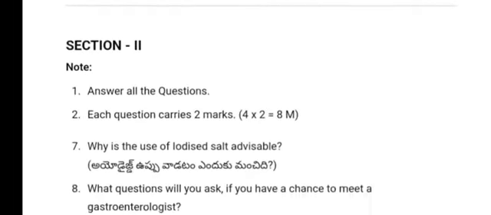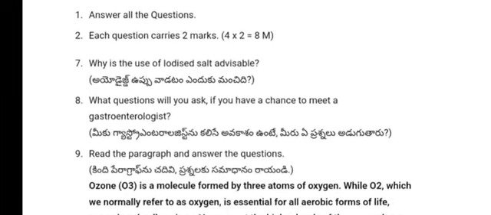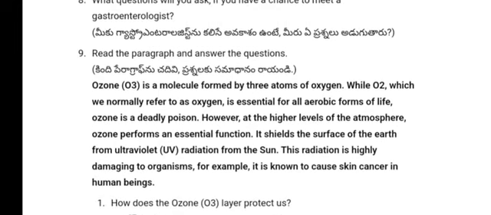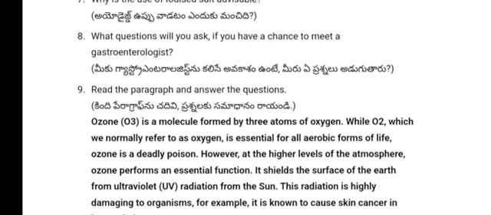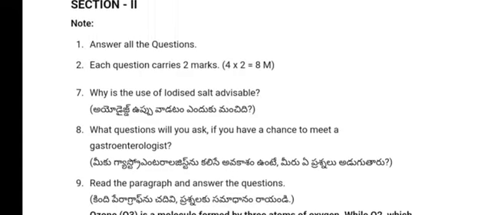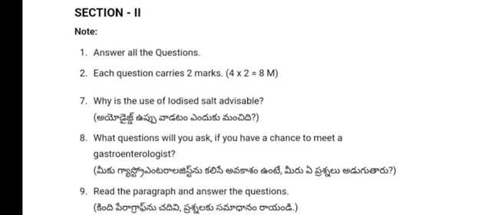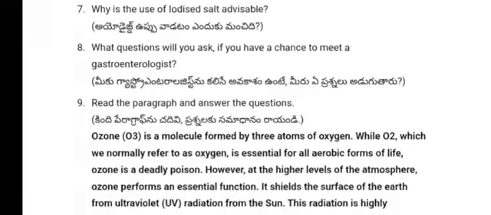9. Read the paragraph. Ozone, O3, is a molecule formed by 3 atoms of oxygen, while O2, which we normally refer to as oxygen, is essential for all aerobic forms of life. Ozone is a deadly poison. However, at the higher levels of the atmosphere, ozone performs an essential function. It shields the surface of the Earth from ultraviolet, UV, radiation from the sun. For example, it is known to cause skin cancer in human beings.